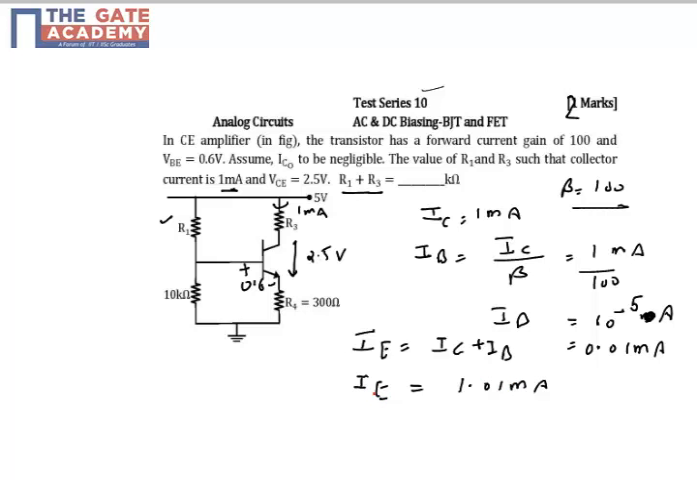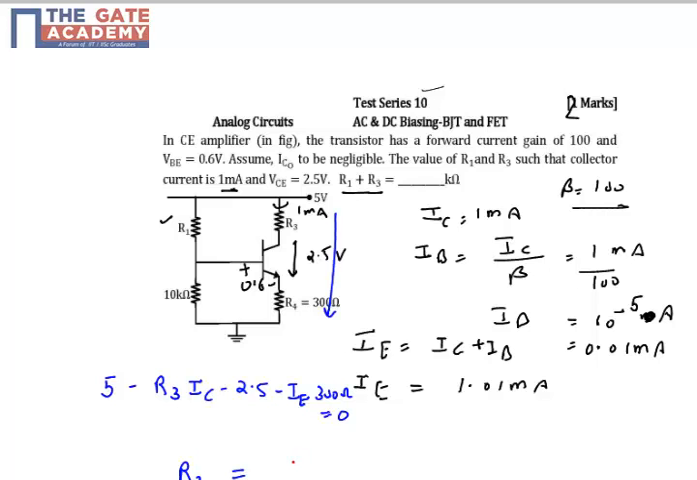Now let's apply KVL in the outer loop of the transistor. So you will have the equation as 5 minus R3 into IC minus 2.5 minus IE times 300 ohms is equal to 0. We know that IC we have calculated, IE we have calculated. So what is the value of R3?